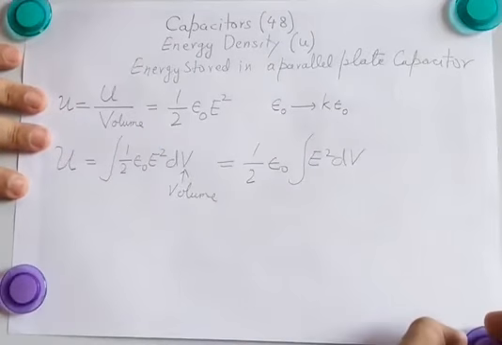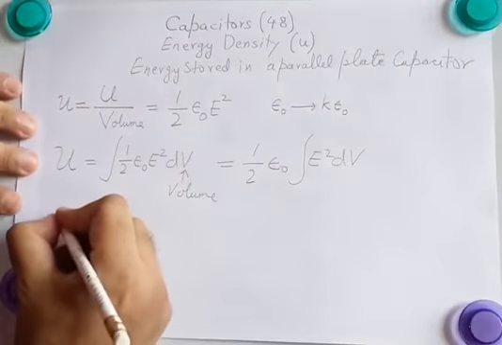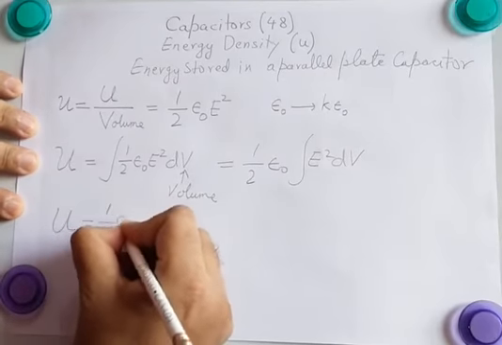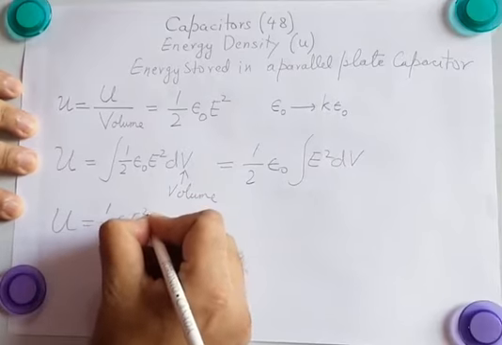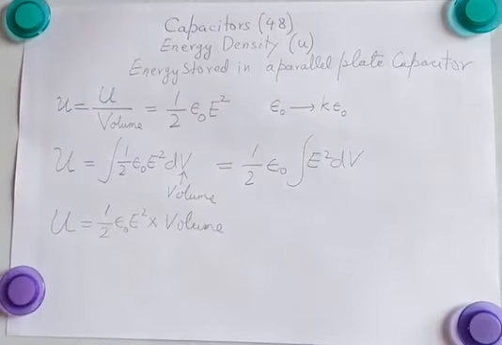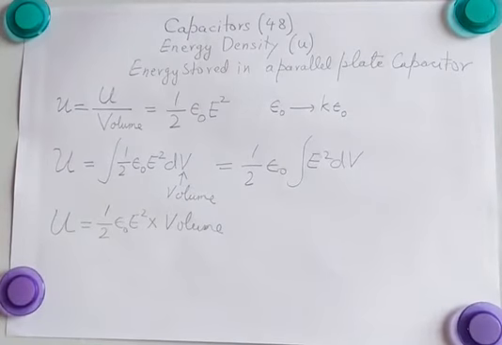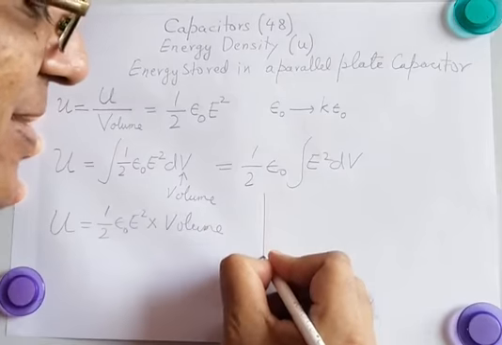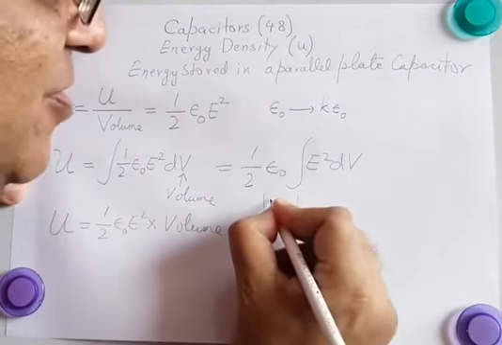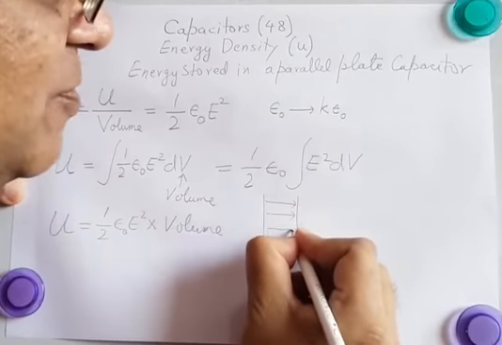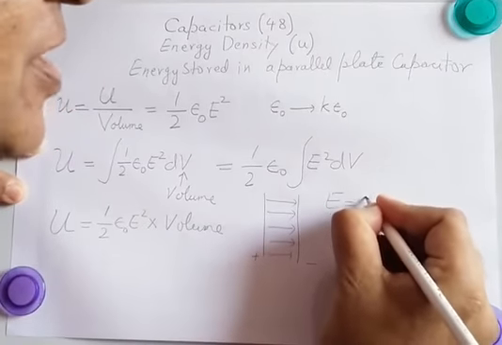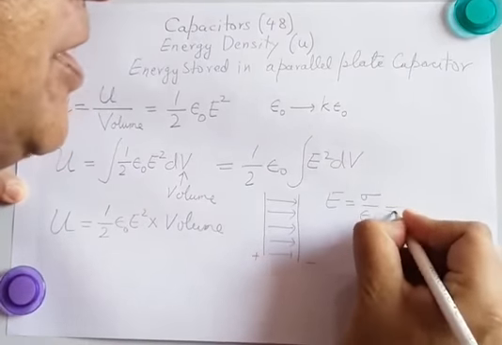Now if E is constant, then it becomes very simple. Then the total potential energy will be half epsilon naught E square into volume. So this is the potential energy when E is constant. In a parallel plate capacitor, we know the electric field between the plates is constant. It is from plus to minus plate and it is given by sigma by epsilon naught, where sigma is charge per unit area.